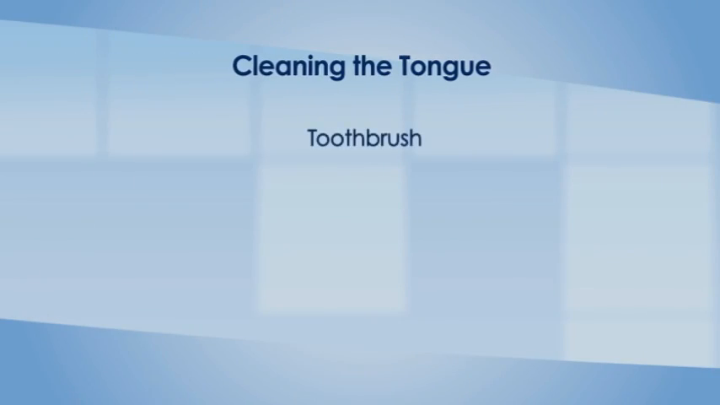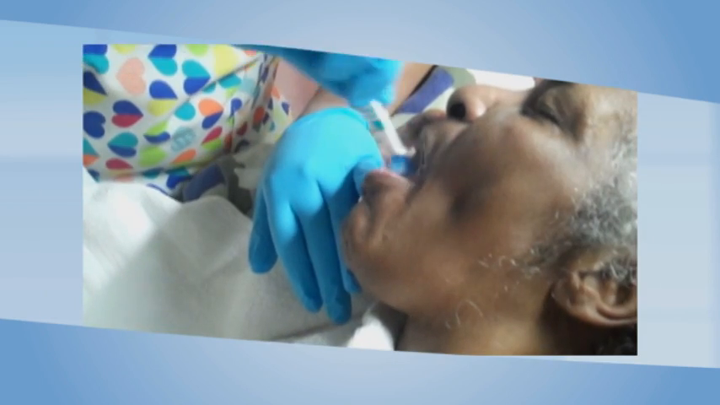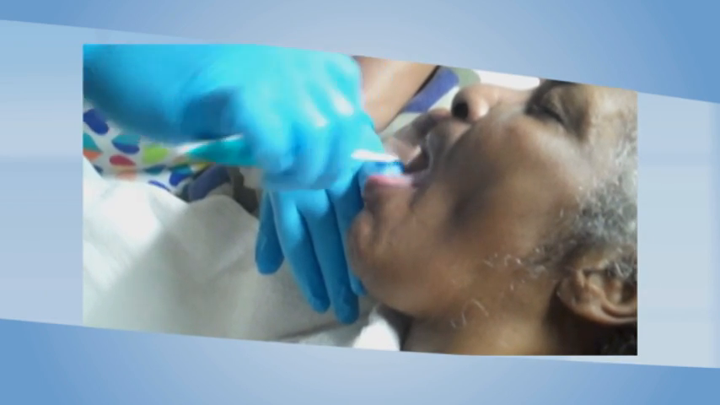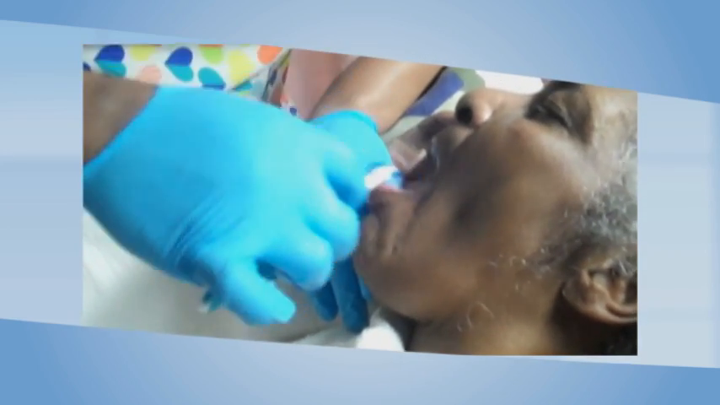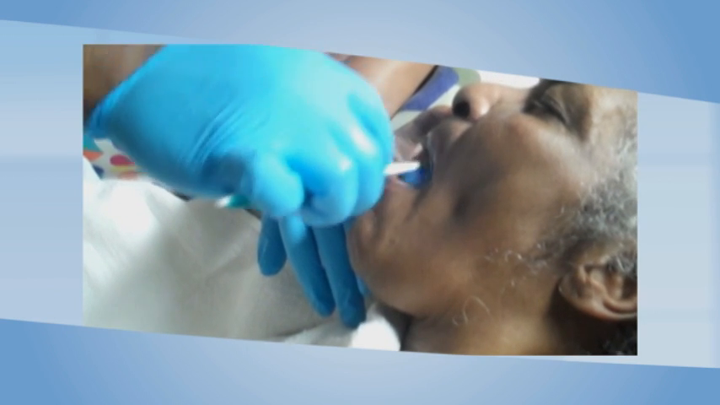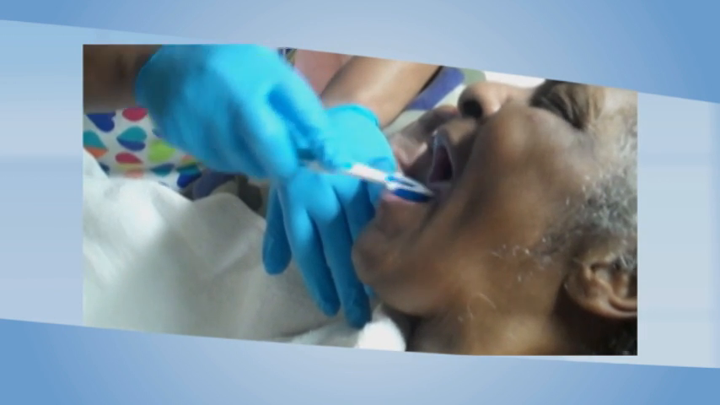The first is a toothbrush. To brush the tongue, dip the brush in whatever you use to clean the teeth. Starting at the front of the tongue, brush forward in short strokes. Slowly work your way to the back of the tongue, but be careful not to make the person gag.